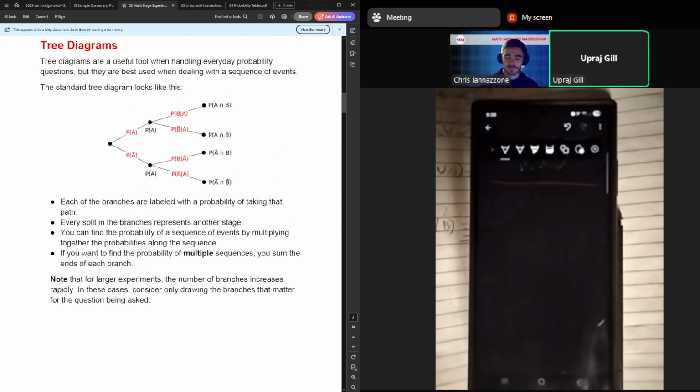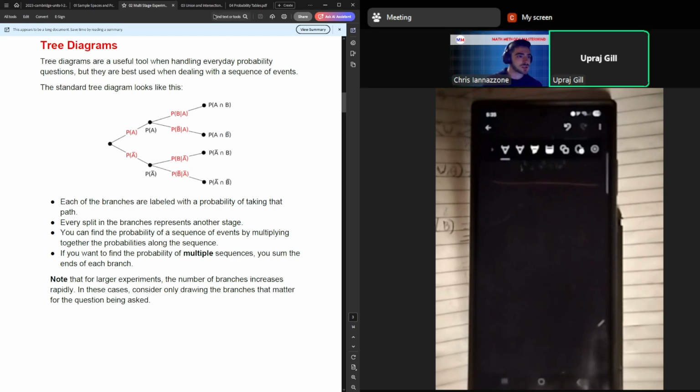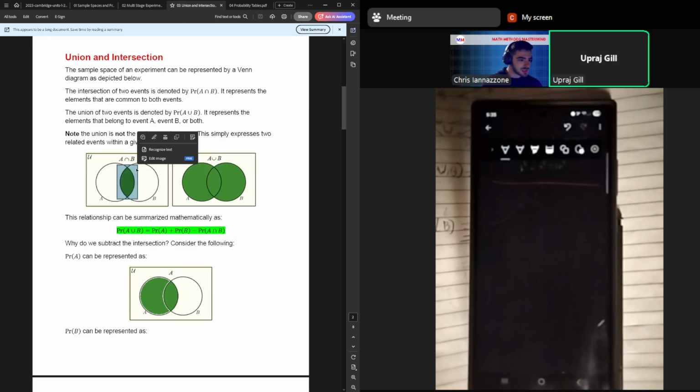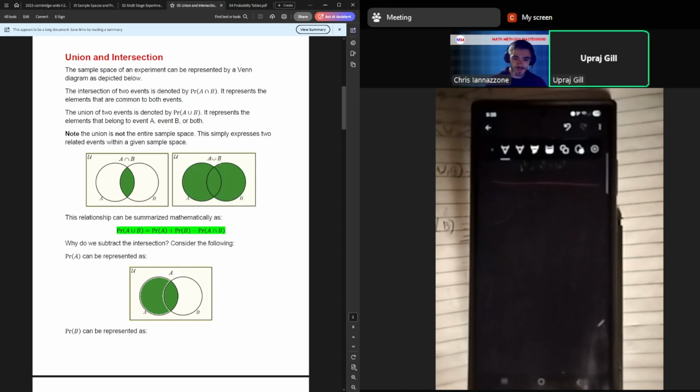Chris, if you don't mind me asking, is the thing on the very last branch between the two letters A and B a different type of union, or what does that signify? The curly thing between A and B? Yeah, that's an intersection. Intersection is this bit on the Venn diagram, union is all of this. Fair enough? Yeah. Sweet.